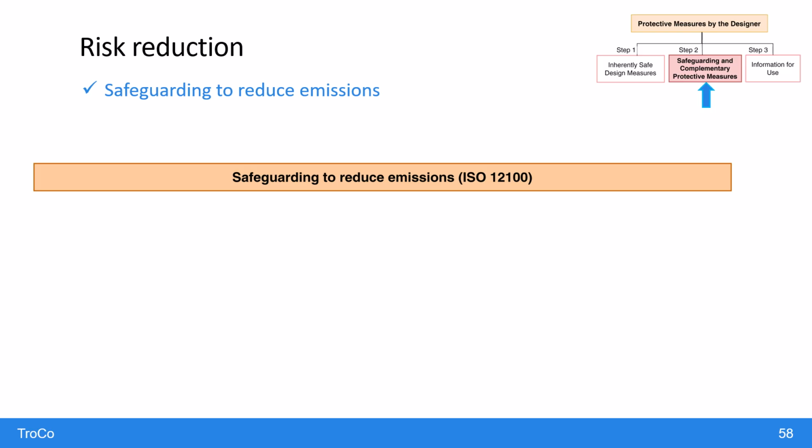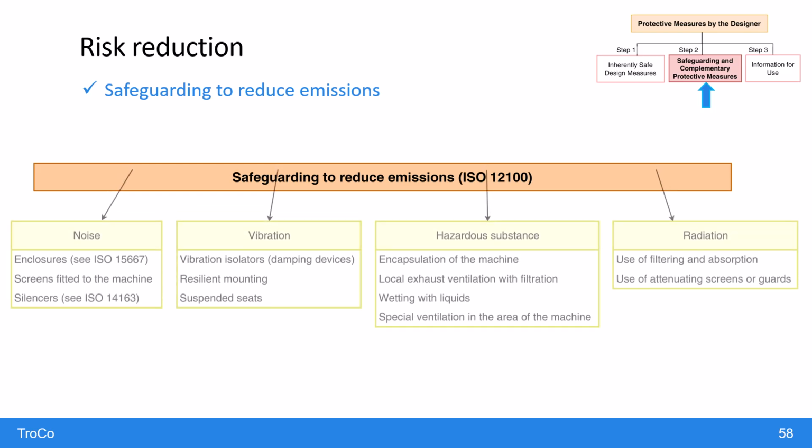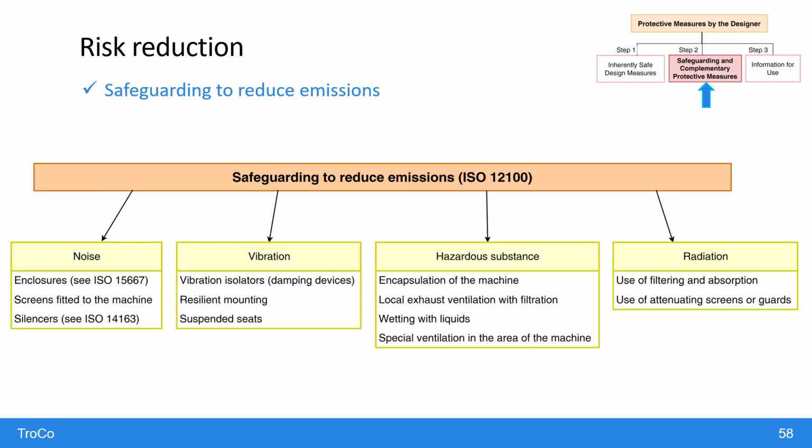Safeguarding to reduce emissions. If inherently safe design measures cannot sufficiently reduce emissions at the source, additional protective measures shall be applied. For example, for noise, this could include enclosures, machine-mounted screens, or silencers. This diagram shows examples of safeguards for noise, vibration, hazardous substances, and radiation.